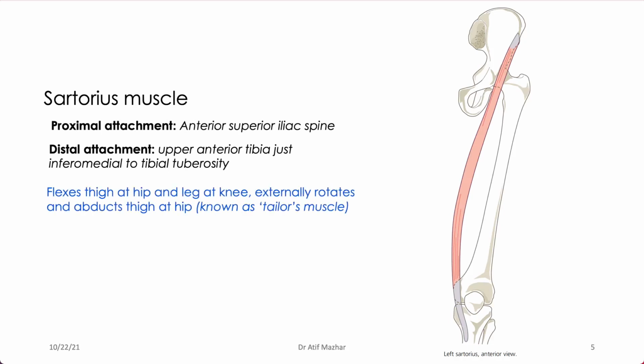And then what is its job? It flexes the thigh at the hip and the leg at the knee and externally rotates. Abducts thigh at hip. This is a weak muscle. It's also known as a tailor's muscle because the word sartorius is derived from sartor, and the sartor is tailor. And then the nerve who controls this muscle is my femoral nerve, coming from my lumbar plexus. L2, 3, and 4 is the root value, and this is from the posterior division of my L2, 3, and 4 spinal nerves. I hope we are clear.